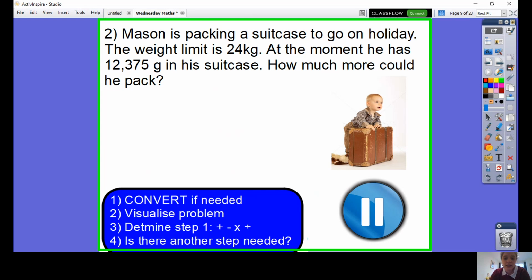You're now going to try the next question by yourself, but wait for me to read it to you first. Mason is packing a suitcase to go on holiday. The weight limit is 24 kilograms. At the moment, he's got 12,375 grams in his suitcase. How much more could he pack? Convert, visualize, determine the step, pause the video and have a go.